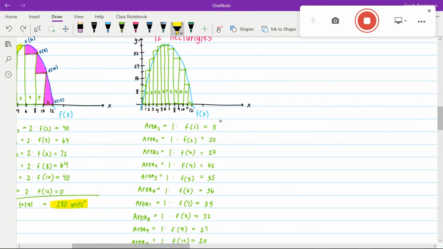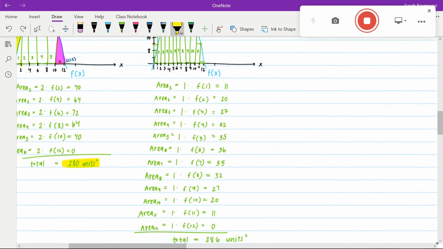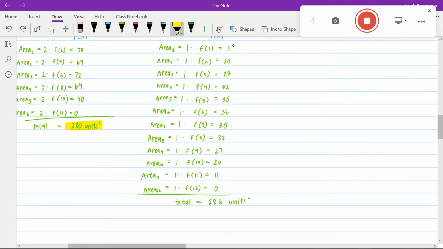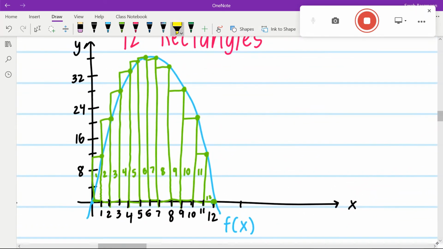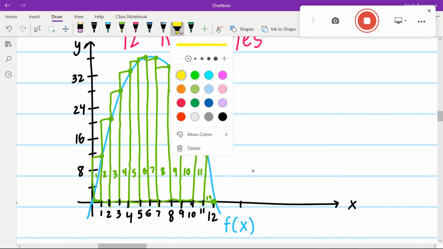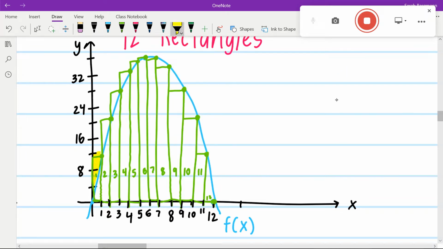Once I do that, I get all 12 of my areas, and then you just add them up to find the total for all 12 rectangles. So this one answer is a little bit larger than the last answer. Let's inspect the graphs. So this time, we have a little bit extra over here again.